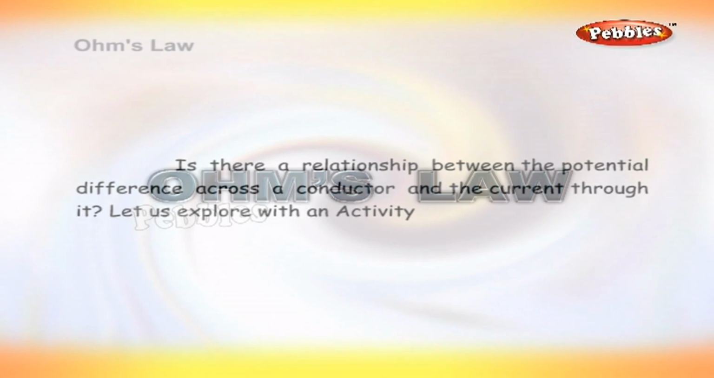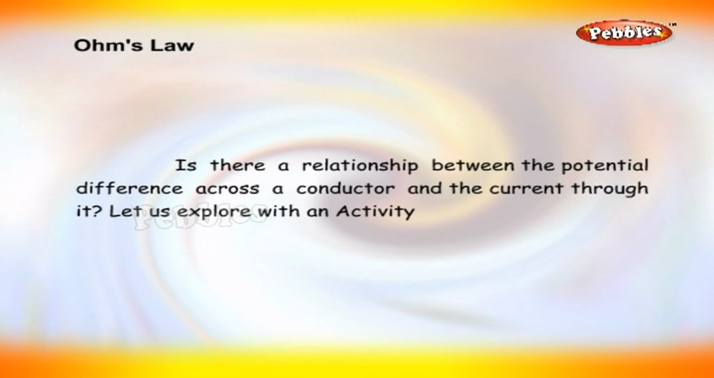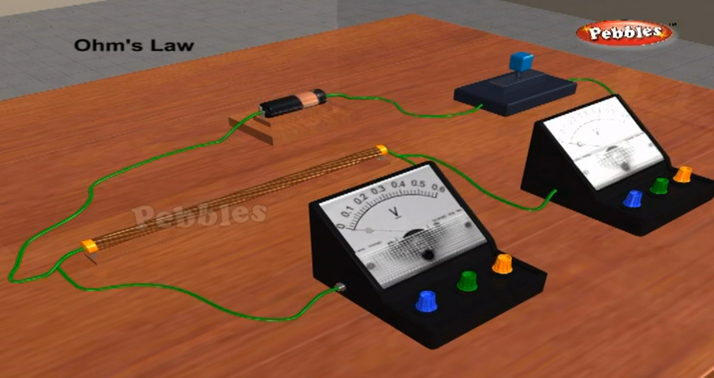Ohm's law. Is there a relationship between the potential difference across a conductor and the current through it? Let us explore with an activity. Set up a circuit consisting of a nichrome wire XY of length, say, 0.5 meters, an ammeter, a voltmeter, and 4 cells of 1.5 volt each.